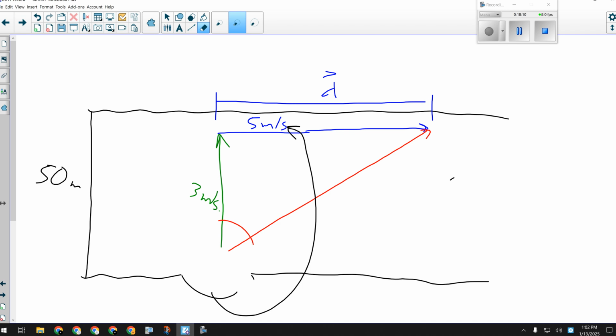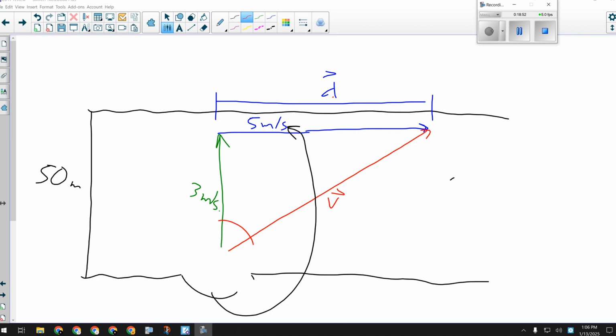All right. So the river is 50 meters wide. You are rowing across at 3 meters per second. The current is 5 meters per second downstream. I would like the resultant velocity, that would be this side, and I would like to know how far downstream, this here, you are when you get to the other side. Okay, let's see what we remember about the boat question.